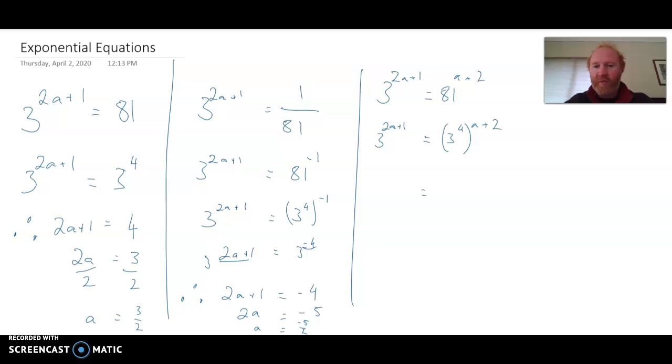So now I've got to multiply my indices by 4, leaving me with 4a plus 8 and 2a plus 1. And now once again I can make my observation about the indices being the same, and then start solving. If I take 2 away from both sides, I've got 2a. If I take 8 away from both sides, I've got minus 7. And so a is equal to minus 7 on 2.